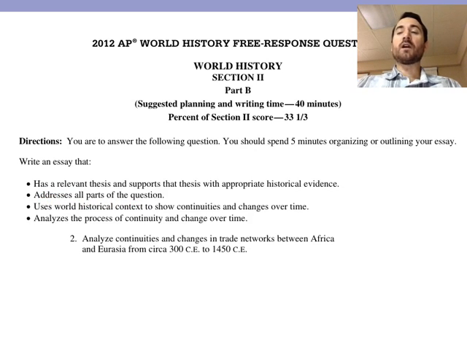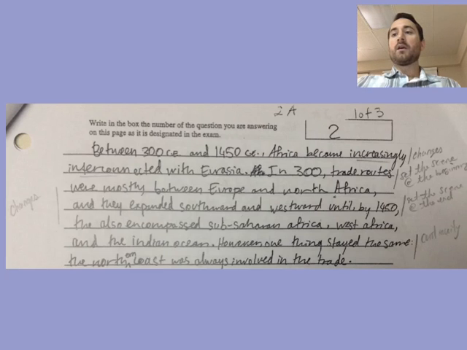So in other words, you have to talk about both continuity and change, not one or the other. Even if only one is really specified, discuss both of them, always, to be safe. The next thing is to place this in the world historical context, and then analyze those processes over time. This is an example of a student response to that exact same question from the 2012 essay. This was provided by the College Board for us to analyze and to better prepare ourselves for the upcoming exam.